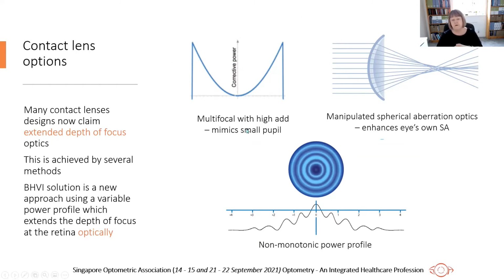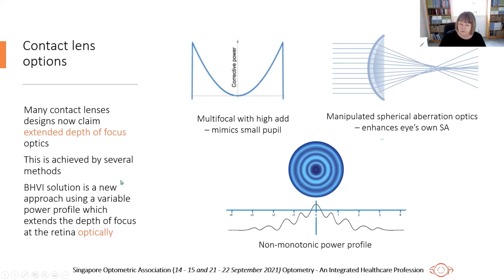More recently, we've had pinhole effect type extended depth of focus lenses, which are really a center distance multifocal with high adds, +4 or more, giving a blur in the periphery, creating an artificially small pupil, even if your own pupil is quite wide. So these work really well as a depth of focus effect.